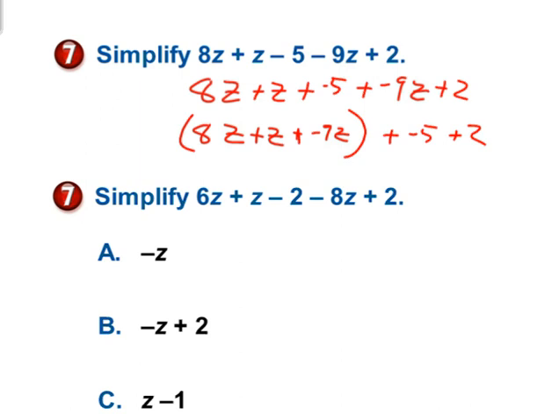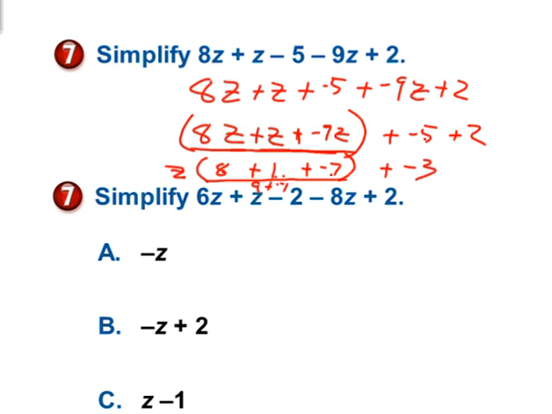Those are the constants. I'm going to factor a z out of this. I'm going to put a z out in front, and it becomes 8, plus 1z, because z times z would be 1z, plus a negative 7 is how I factored out that z out of all of those, and a negative 5 plus 2 becomes plus a negative 3. So 8 plus 1 minus 7 would be 9 minus 7, or 9 plus a negative 7 would be 2. So this becomes 2z minus 3, and that's in its simplest form.